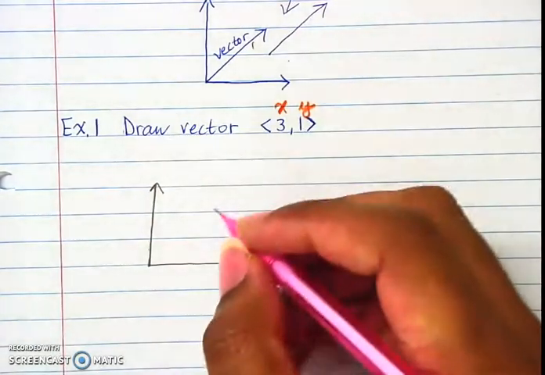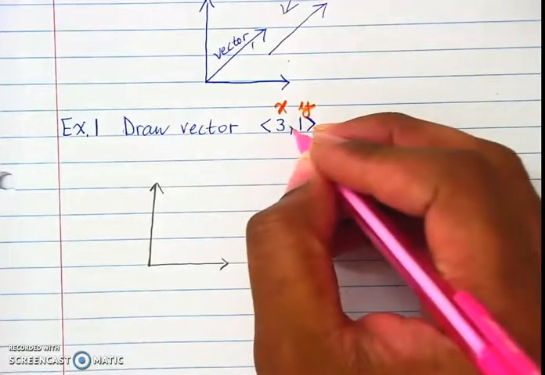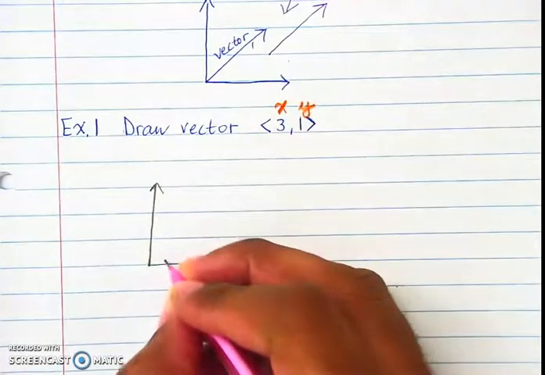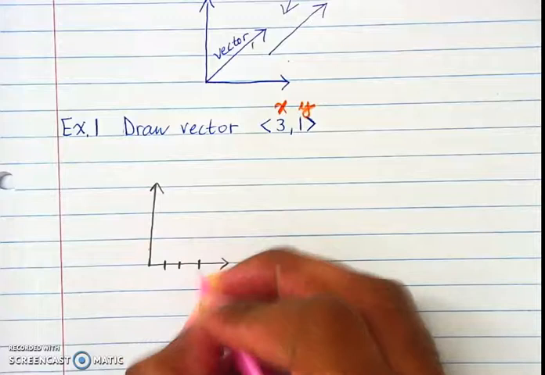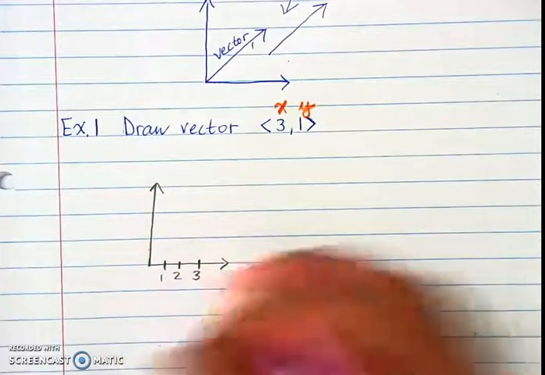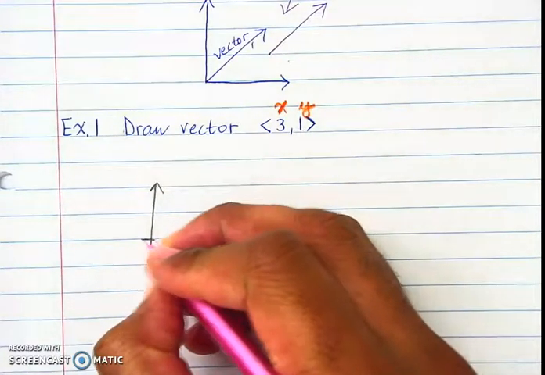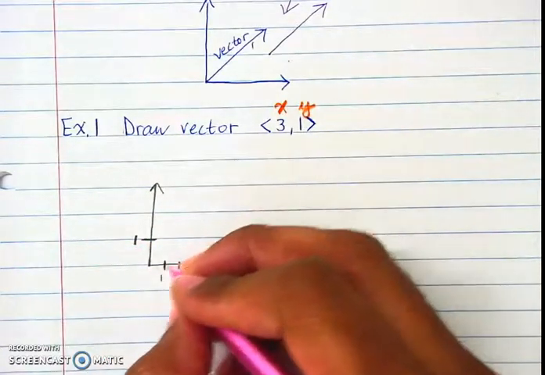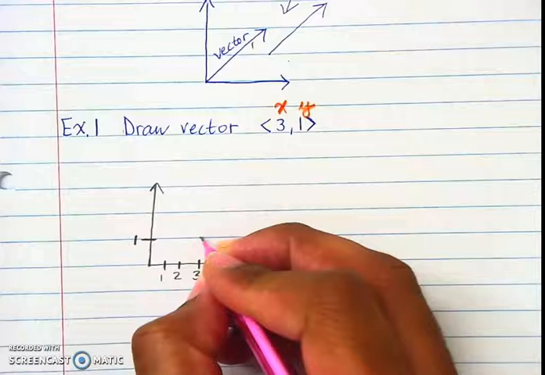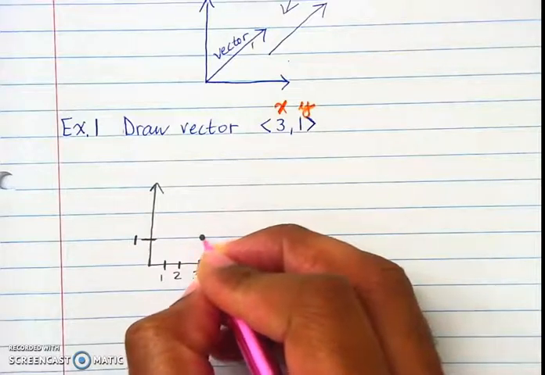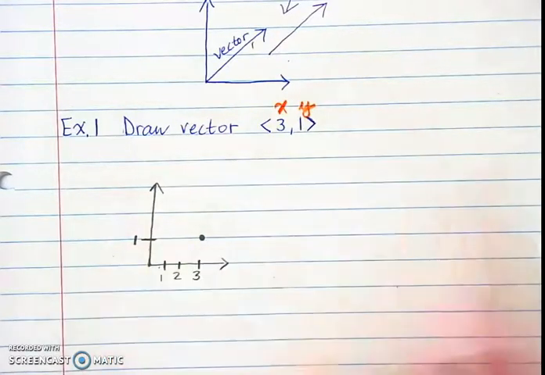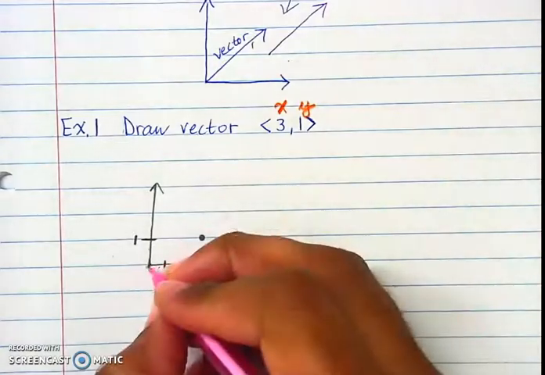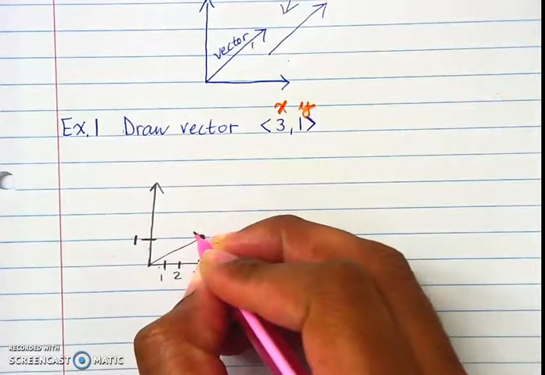We would draw that like this. Our X would be 3, so we go 1, 2, 3. Our Y would be 1, so we went up 1. And all we do is go from the origin to this point here, 3, 1. Oops, sorry. And we draw the arrow.